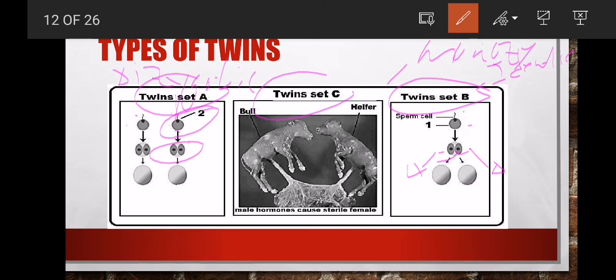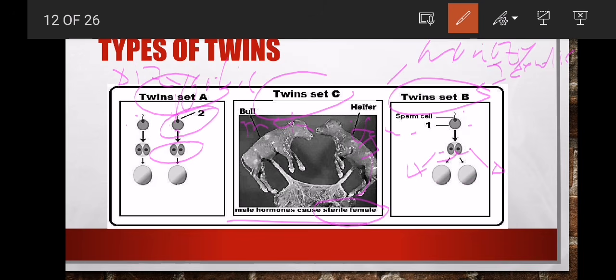Let's come back to twin set C. You look at twin set C. There is a bull and a heifer. Bull, so it means it's a male. Heifer, it's your female. You look at the diagram. Once you look at the diagram, you're not done. There's something else at the bottom. You read all the information that you are given in a diagram. What are they saying here? Male hormones cause sterile female. The male hormones which we talked about, which is the testosterone.